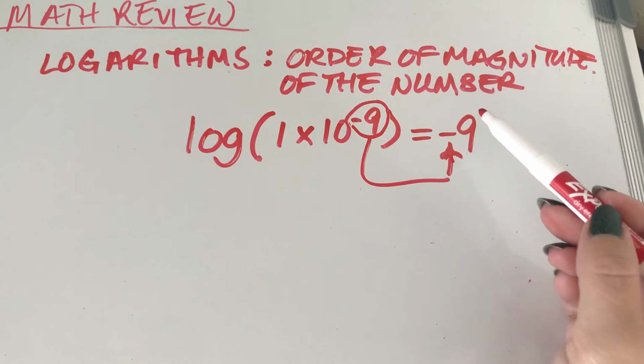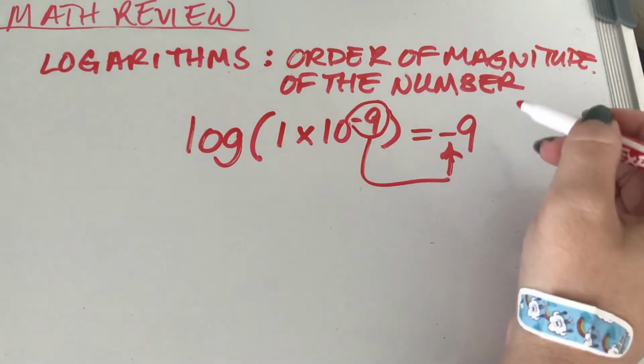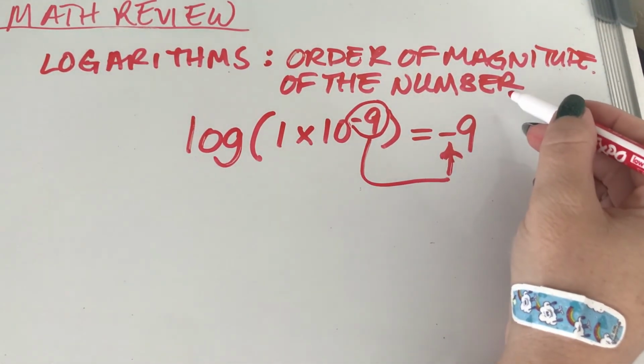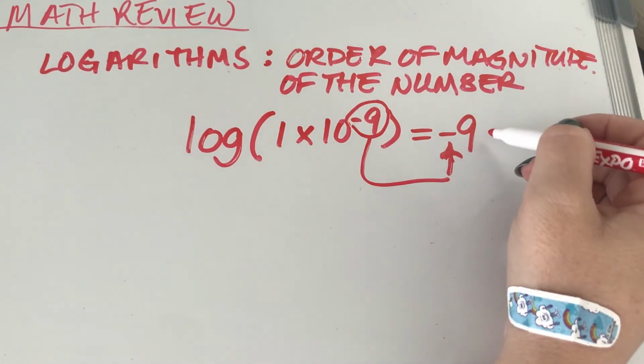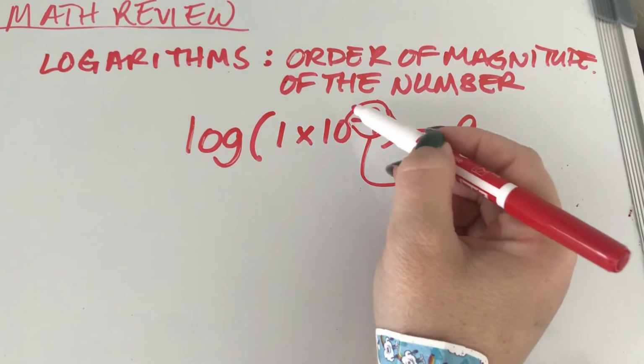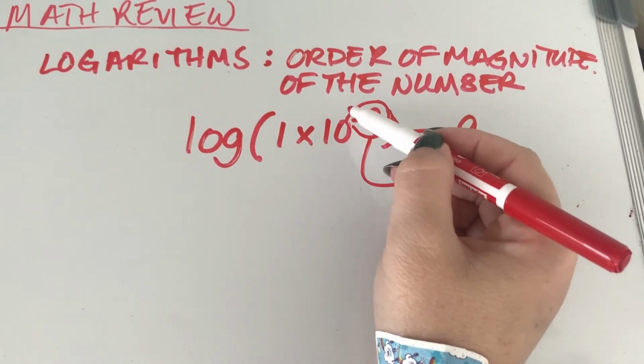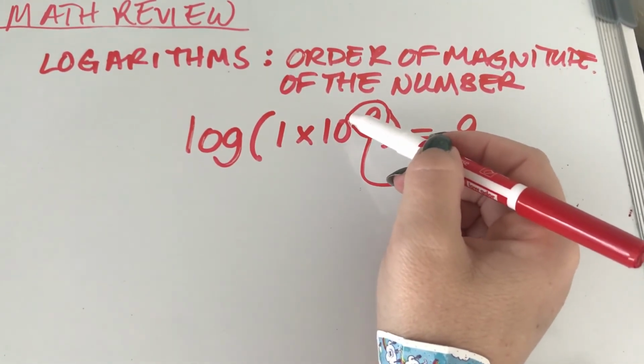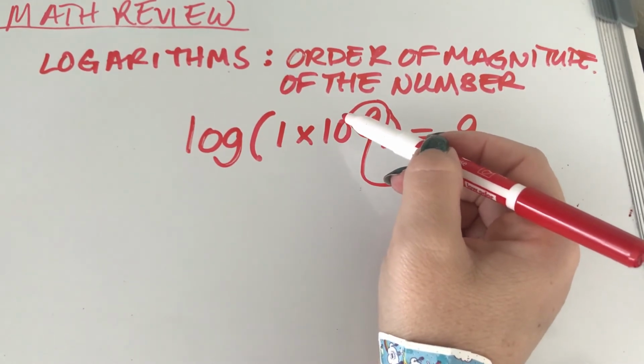Could you explain that in a little more detail? Yeah, no problem. So order of magnitude is essentially just a fancy way of saying the power of 10, right? So whatever power of 10 you have here, that's your order of magnitude. Does that help, Troy? Yes, definitely. Thank you.